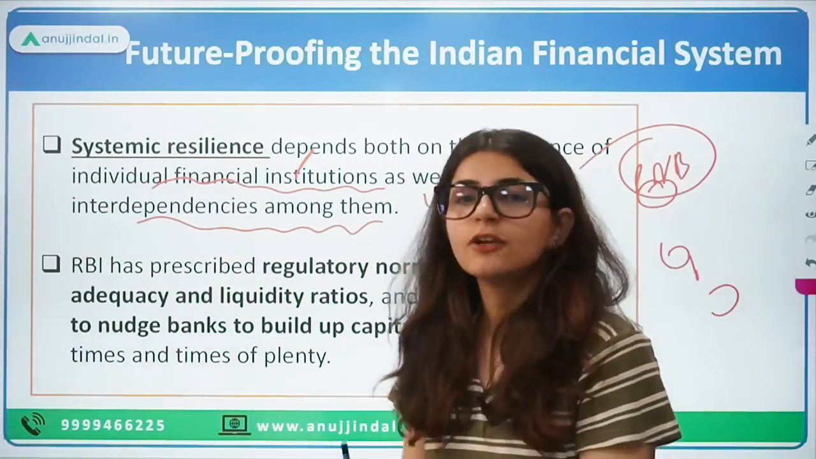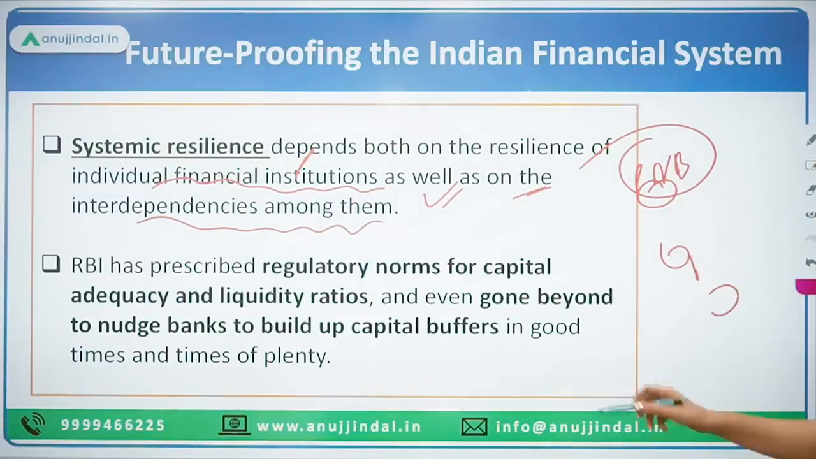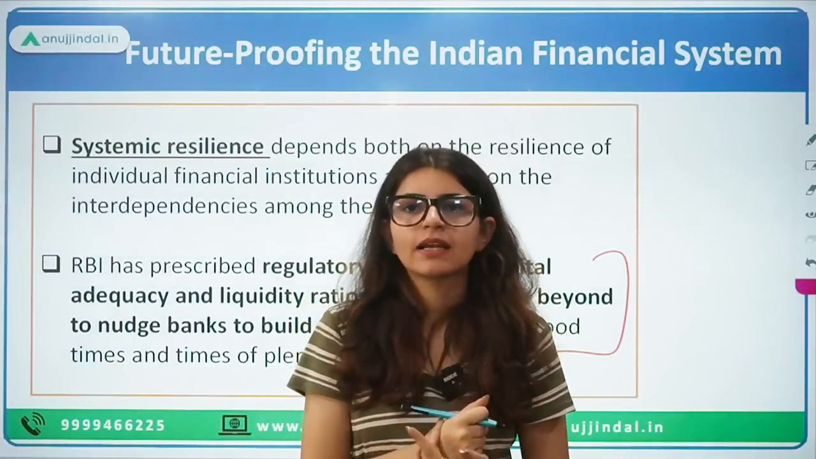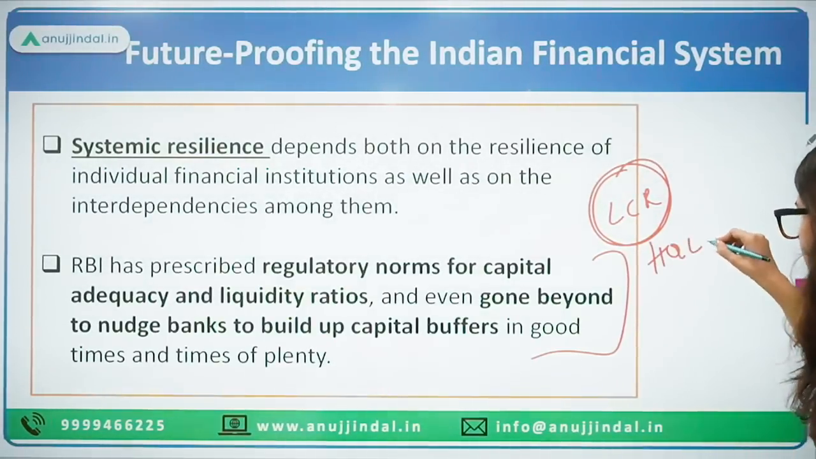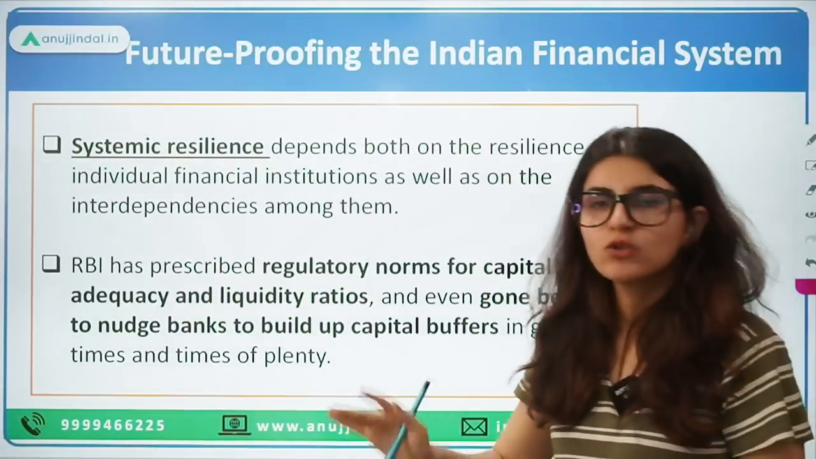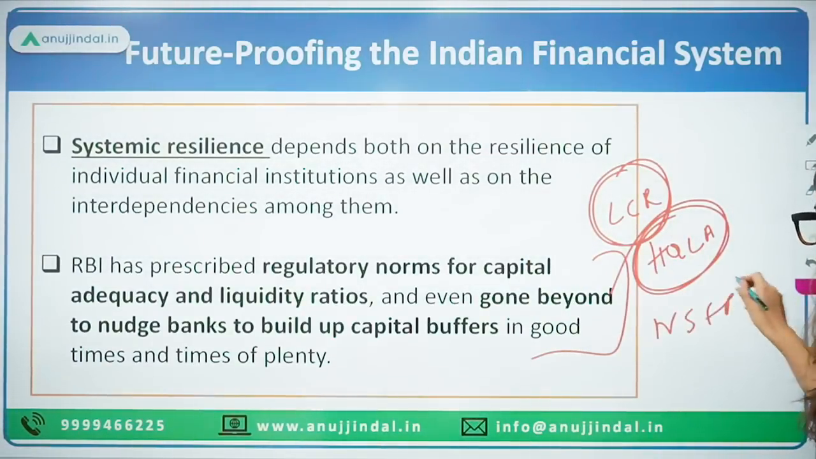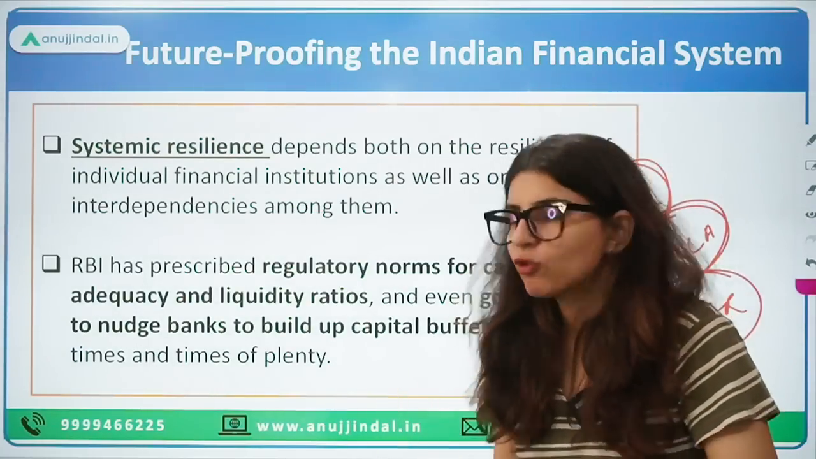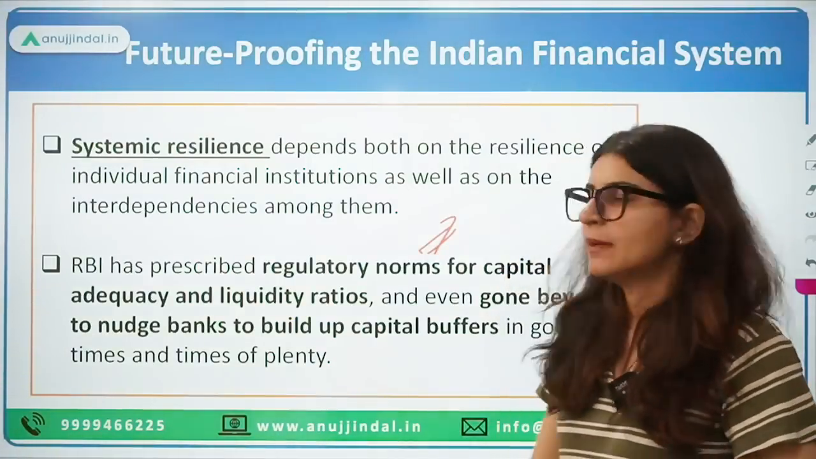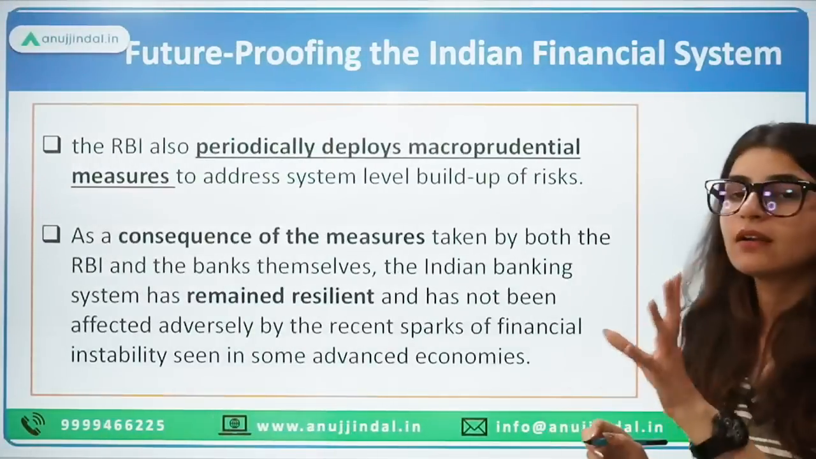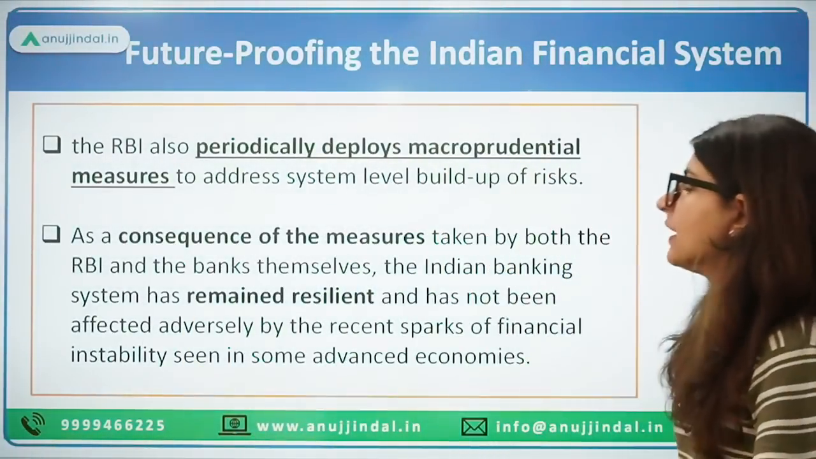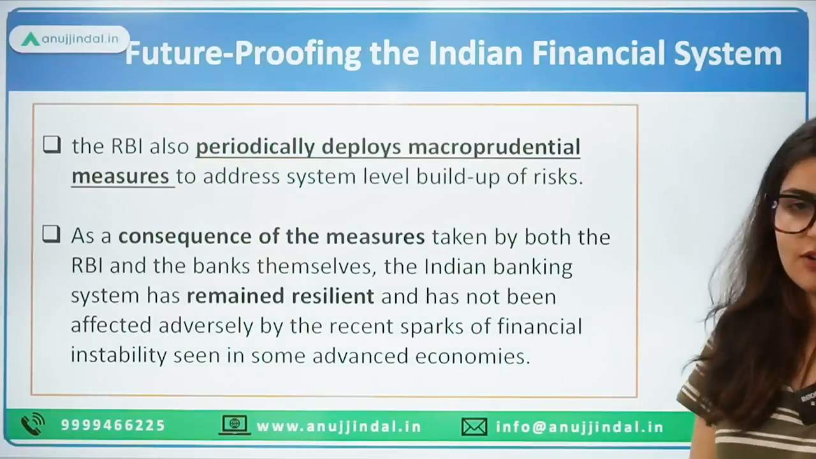How are banks resilient to systemic risk? Now RBI has prescribed regulatory norms for capital adequacy, liquidity ratios. Ye to from time to time RBI karta rehta hai taki banks individual level pe maintain kar sake the various liquidity ratios, for example LCR, liquidity coverage ratio, high quality liquid assets banks ko maintain karne hote hain out of their total net cash flows. Then NSFR, that is net stable funding ratio, these are certain liquidity ratios that banks have to maintain. Talking about other regulatory norms, for example capital to risk weighted asset ratio, these also banks have to maintain. So ye sab isliye hote hain taki systemic risk avoid ho sake and resilient ban sake banks. The RBI has periodically deployed various microprudential measures which we have just talked about.